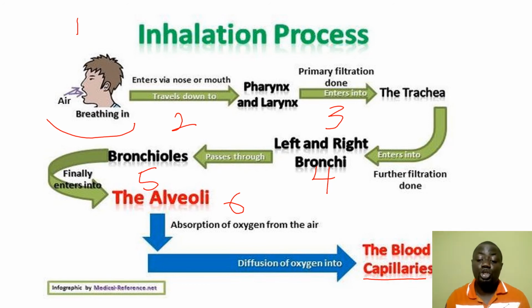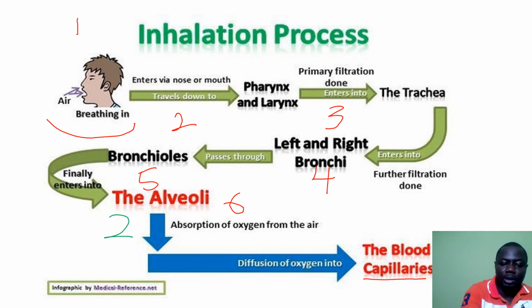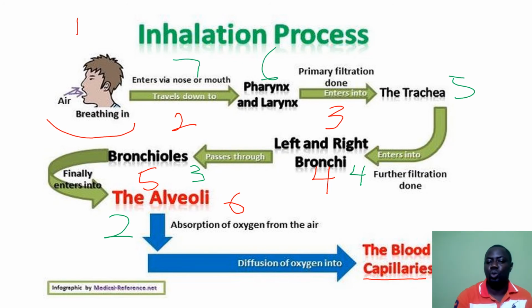Very good. So in breathing out, the same process occurs but in a reverse direction. In breathing out, we will have air coming out. So I'm going to label that with green. We have air coming out, the carbon dioxide from the blood capillaries into the alveoli, then into the bronchioles, then into the bronchi, then into the trachea, then into the pharynx, then it will come out through the nose.